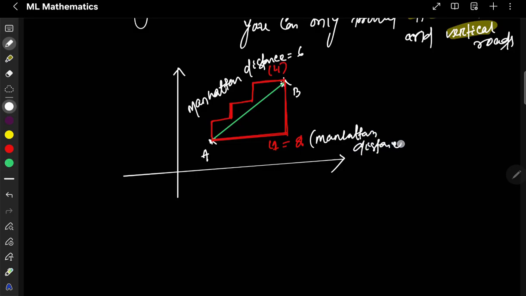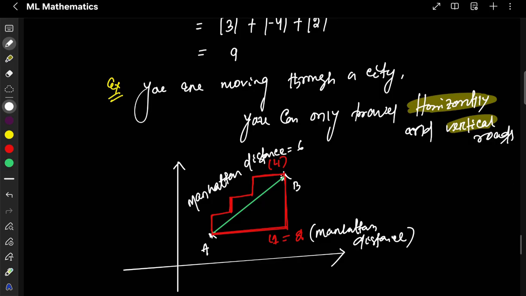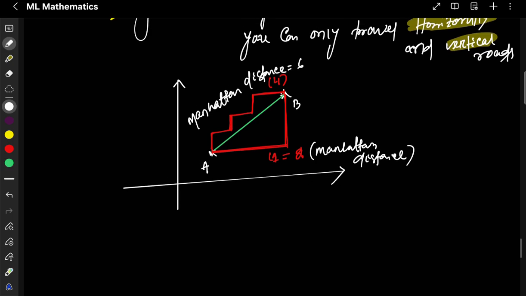You should not always have one way to go from A point to B point, because I am telling you now, you are moving through a city from A point to B point, and you can only go on horizontal and vertical roads. Many options can be possible, right? There are 2, there are 3, there are 6, and you will be choosing the optimal one, correct? So this is something which is called L1 normalization.